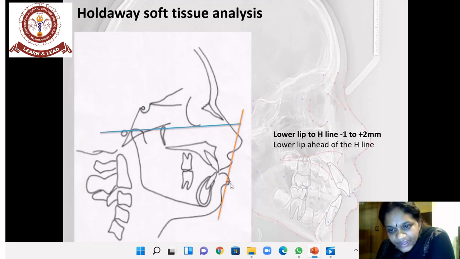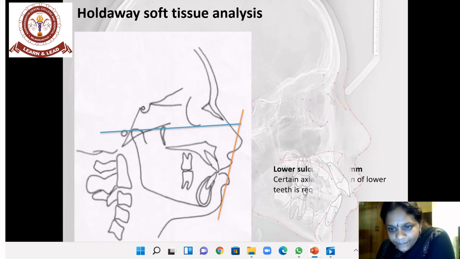So the lower lip ahead of the H line will be in an orthognathic patient. In case of class 3, you will have a negative lip step. This is how you measure your lower sulcus depth.